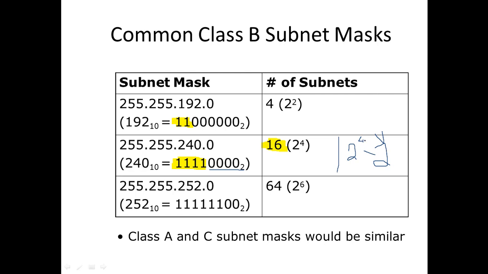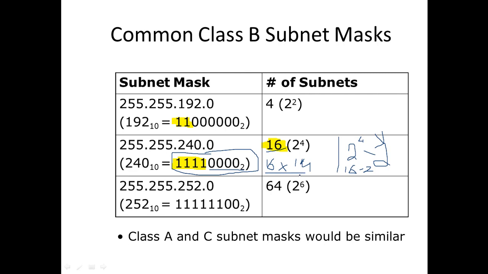So 2 power 4 is 16. 16 minus 2 becomes 14. So there will be 16 networks, and each network will be comprised of a maximum of 14 users. So the total users that you can have in your entire network will be the product of 16 and 14.